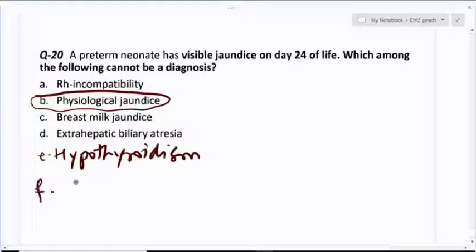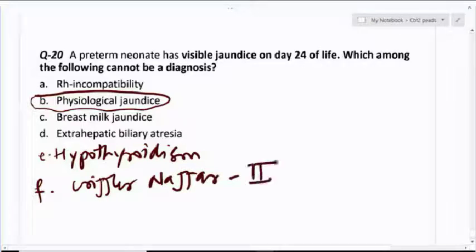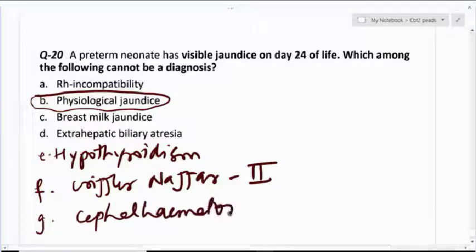Then Crigler-Najjar syndrome, especially type 2, can present as persistent jaundice. Then any bleed anywhere, like cephalhematoma. These bleeds can also cause a persistence of jaundice, because you know from hemoglobin you get bilirubin.